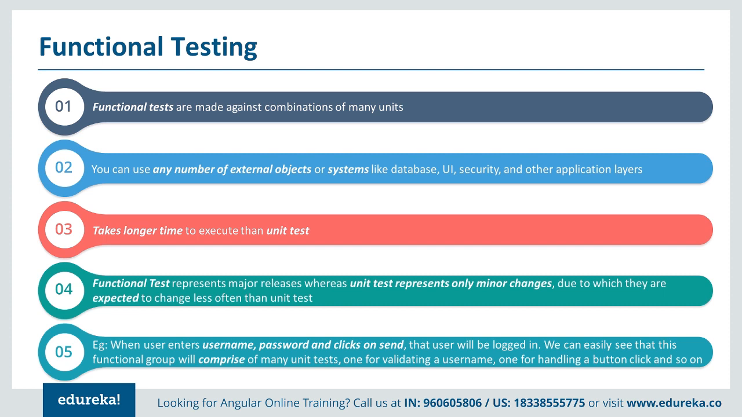Functional tests will mostly run before you deploy to production or a QA environment, maybe from your end. For example, when a user enters a username and password and clicks a login button, that user will be logged in. We can easily see that this functional group will comprise many unit tests, one for validating the username, one for handling a button click, whatever example I give.